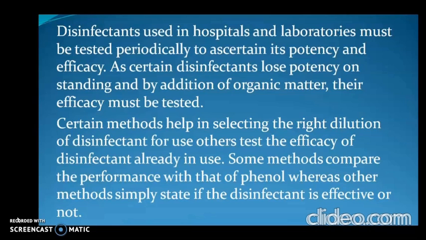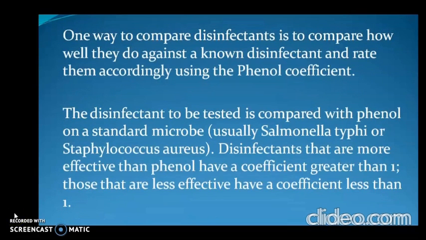Some methods compare the performance with that of phenol, whereas other methods simply state if the disinfectant is effective or not. One way to compare disinfectants is to compare how well they do against a standard disinfectant and rate them accordingly using the phenol coefficient. Here, the disinfectant to be tested is compared with phenol on a standard microbe, usually Salmonella typhi or Staphylococcus aureus. The disinfectants that are more effective than phenol will have a coefficient greater than 1, and those that are less effective will have a coefficient less than 1.